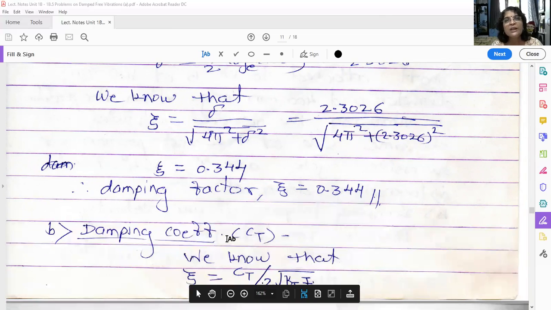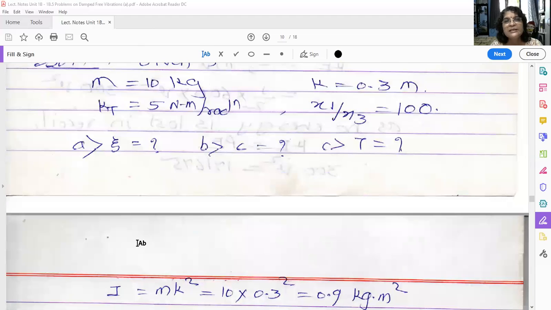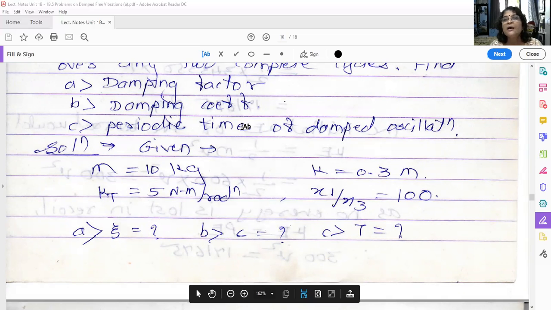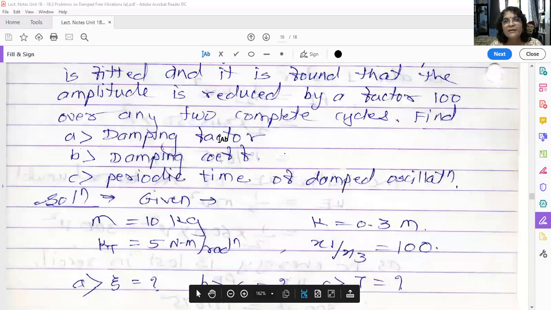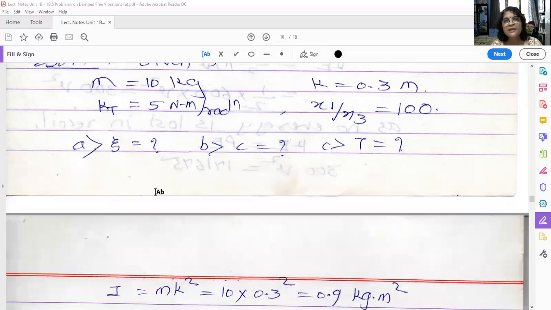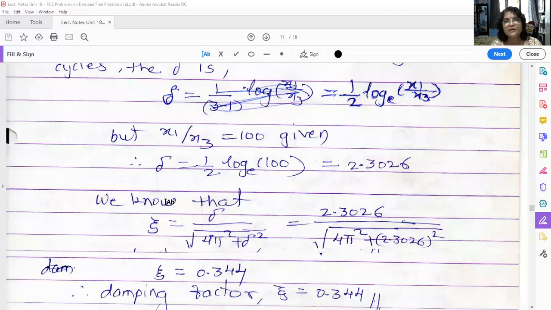Okay, now what else is asked further? We have found out zeta, and now we want to find out C and T. See here, find damping factor, that is zeta, find damping coefficient, that is C, then find periodic time of damped vibration, that is TD. Already we have found out zeta. Now let us find out C, that is damping coefficient.